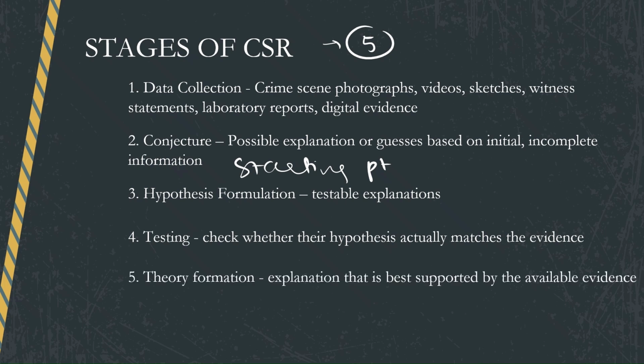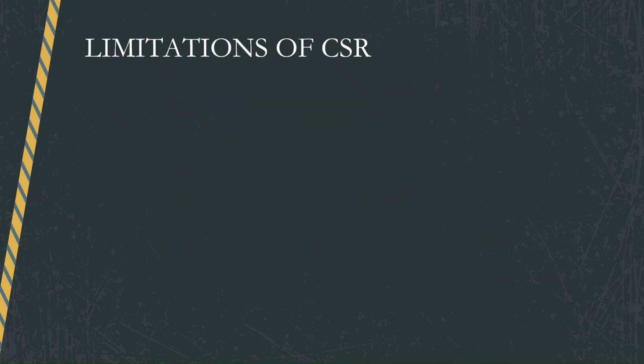And the fifth stage is theory formation, which is the last stage. After repeated testing and careful analysis, investigators arrive at the explanation that is best supported by the available evidence. Now, in science, a theory is not a guess. It is the explanation that is best supported by the evidence itself. This becomes the final reconstruction of what most likely happened at the crime scene.